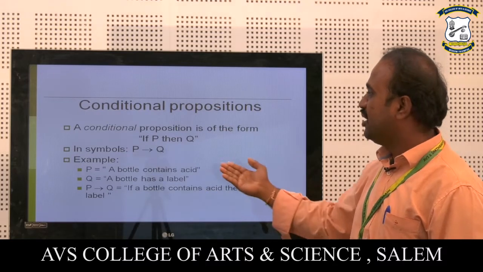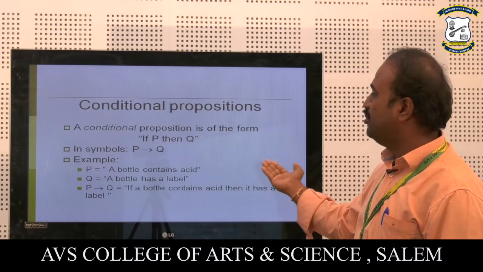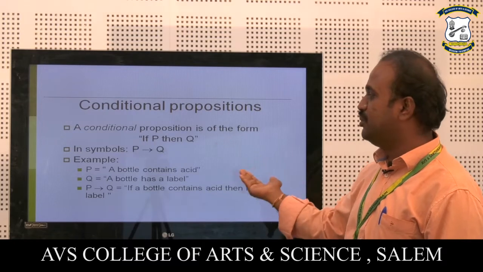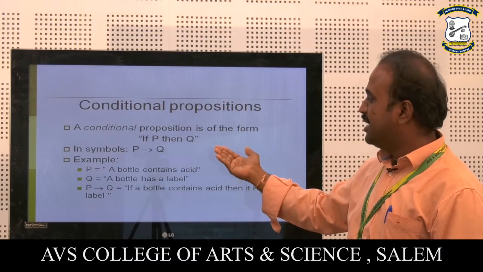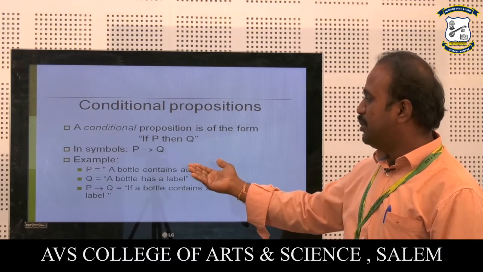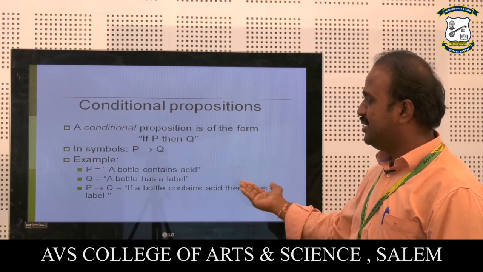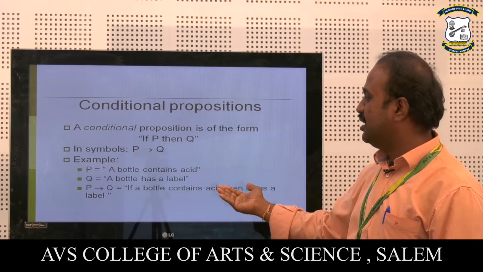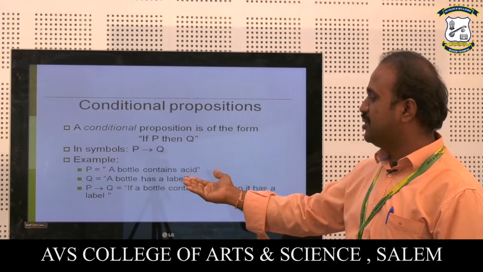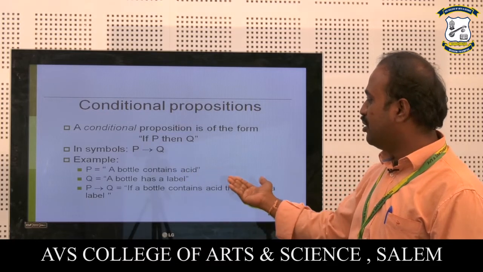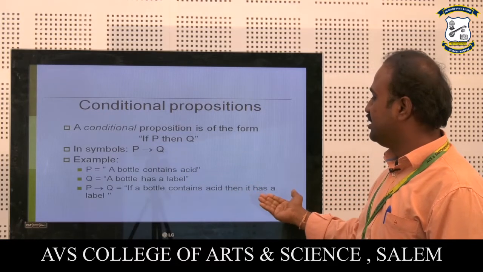Conditional proposition. A conditional proposition is of the form if P then Q. The symbol is P conditional Q. Example: P equal to a bottle contains acid and Q equal to the bottle has a label. The conditional statement is P conditional Q: if a bottle contains acid, then it has a label.